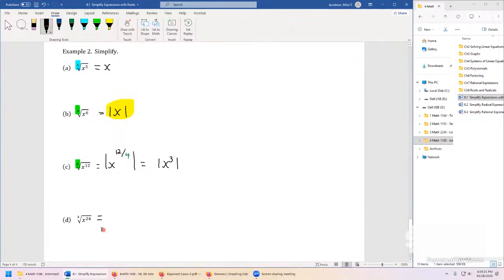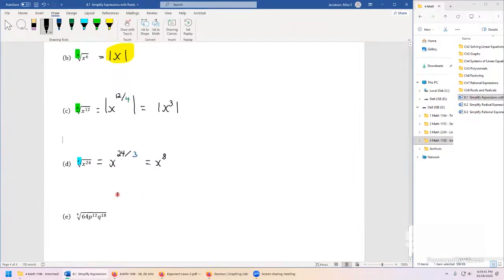Do it again here on this version. We have an odd index, so we don't need to worry about the absolute values. We'll just get x to the power of 24, divide by the index of 3, and this turns into x to the power of 8. So these questions go pretty fast, in fact, once we get some pretty good practice.